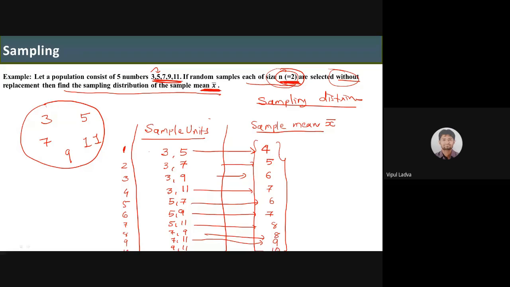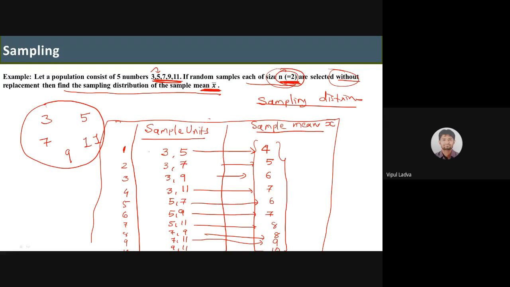Now what can I call this? This is my statistic related to the sample. Now what are we looking for? We are looking for the sampling distribution. So this is what the sampling distribution is, nothing else. And one more thing we may add: the frequency over there.